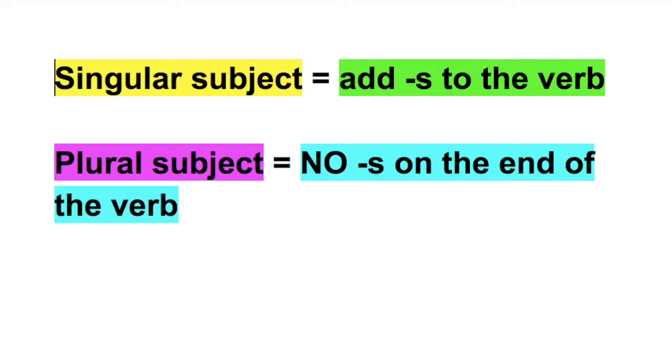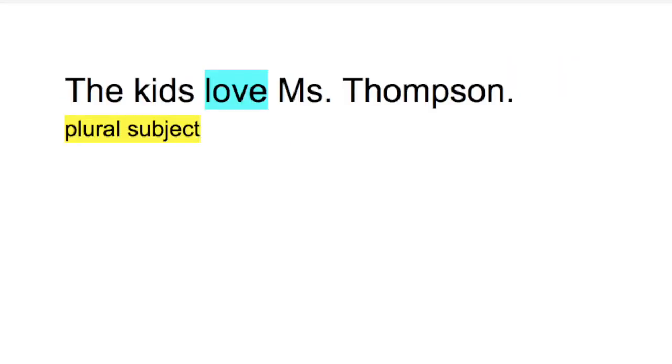Typically, when you have a plural noun, what do you add to the end of it? Most of the time, you'll add an S or an ES to the end of it. Well, the verb does the opposite when we're talking about subject-verb agreement. So if it's a singular subject, then you would add the S to the end of the verb. If it's a plural subject, okay, the kids love Miss Thompson.